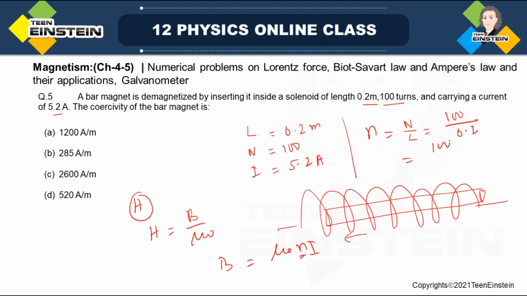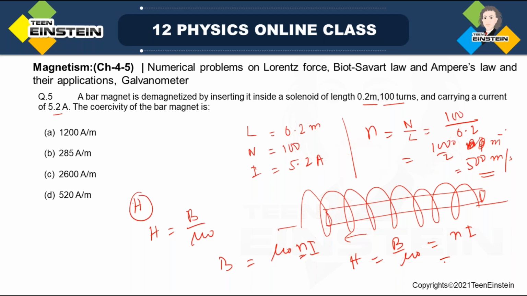So it will be actually 1000 by 2 per meter. So this is 500 actually, 500. Okay, now see this n you have got, small n. Then what next? H is actually B by mu 0.